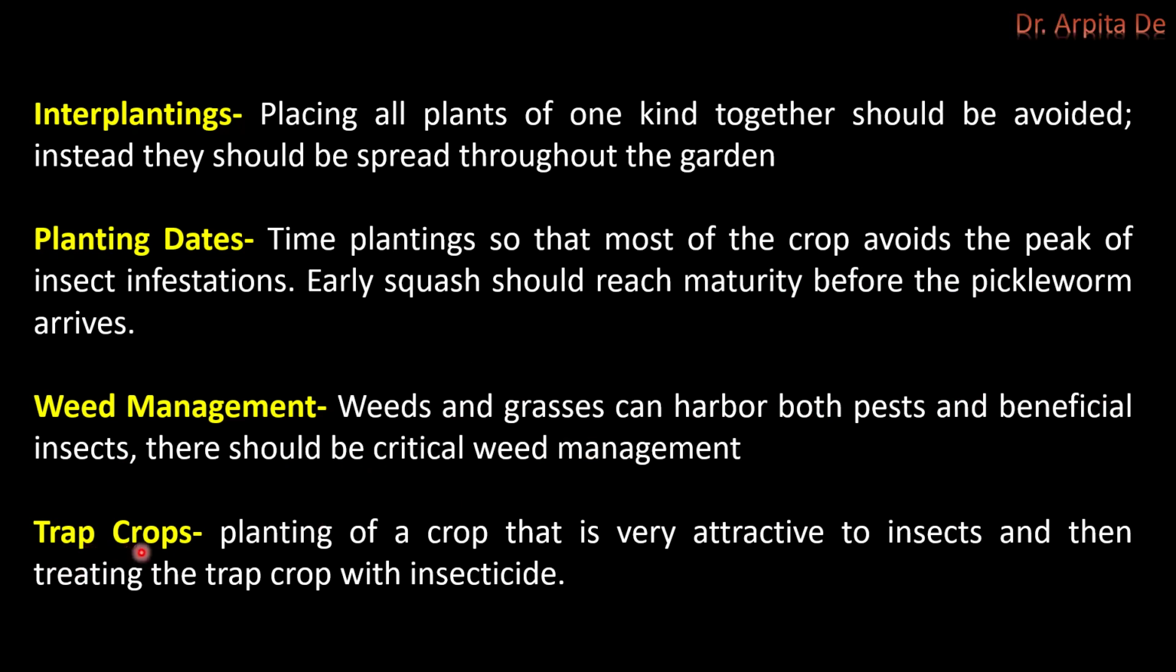Our last point is trap crops. Planting a crop that is very attractive to insects and then treating the trap crop with insecticide has proven to be a very useful way of getting rid of the pests. So these are the various methods which are implemented in integrated pest management.